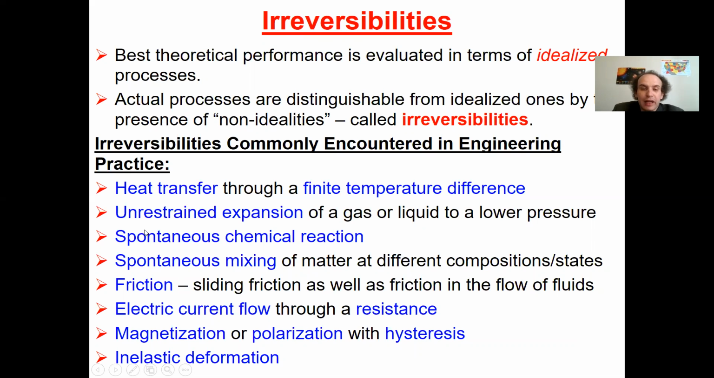Unrestrained expansion of a gas. Spontaneous chemical reaction, because a chemical reaction goes in one direction. Like I discussed, mixing, friction, which causes dissipation, and inelastic deformation when I cut something. These are irreversible processes. All these processes generate entropy. We will talk about this in the next chapter, actually 2 weeks from now. Since you can generate entropy but cannot destroy it, it can go only in one direction, from the past into the future, right?